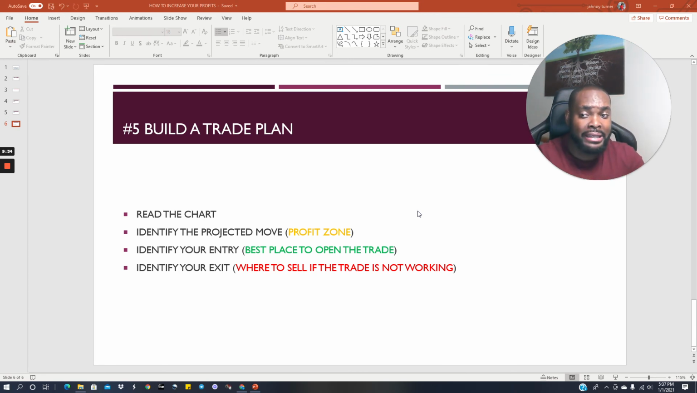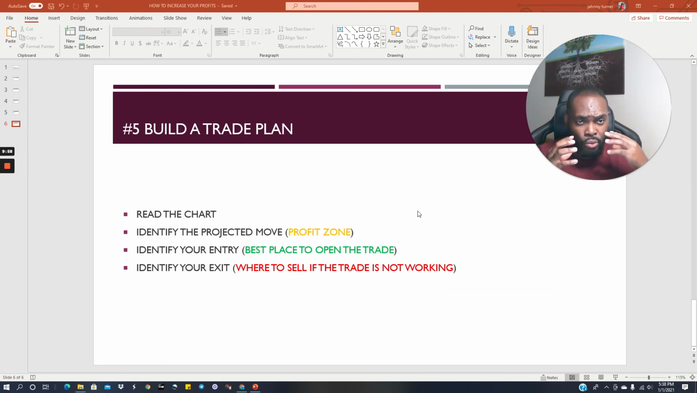The next thing is identify your exit. Where do you sell this stock if it's not working? Guys, this is how you build the trade plan, and the trade plan has to 100% every single time be in place before you ever put money at risk.